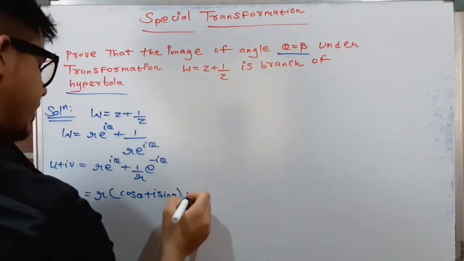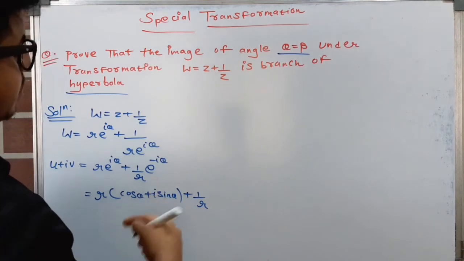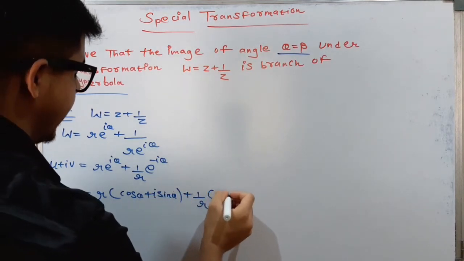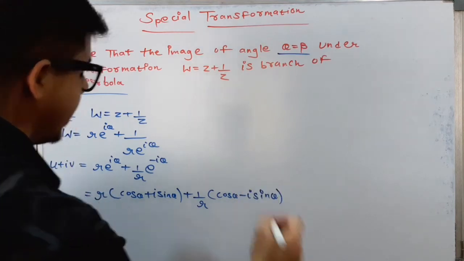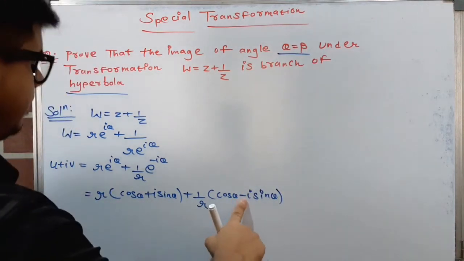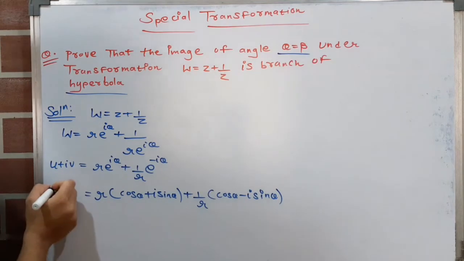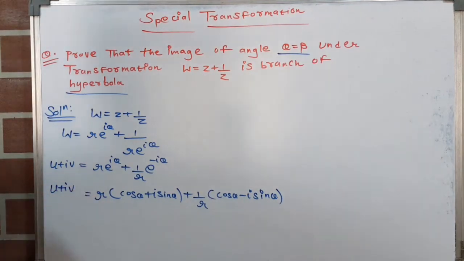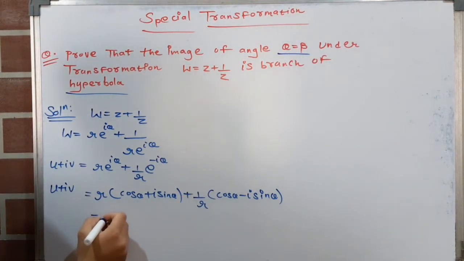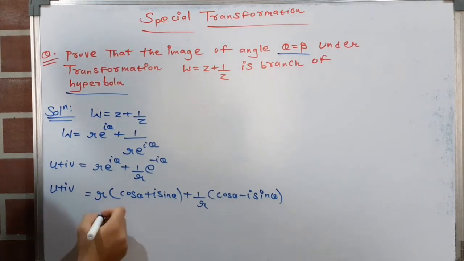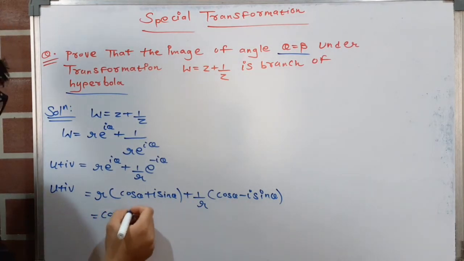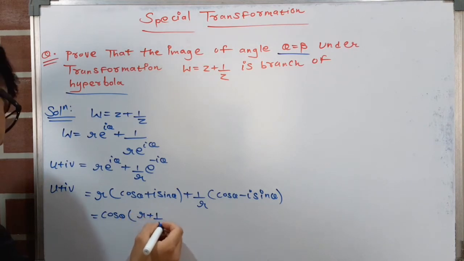Okay. Plus 1 upon R. And what is e raised to minus I theta? It is cos theta minus I sin theta. Okay. Here minus will come. Minus I sin theta. So here U plus IV is this. So now this R into cos theta and 1 upon R into cos theta can be taken on one side. So cos theta into R plus 1 upon R.